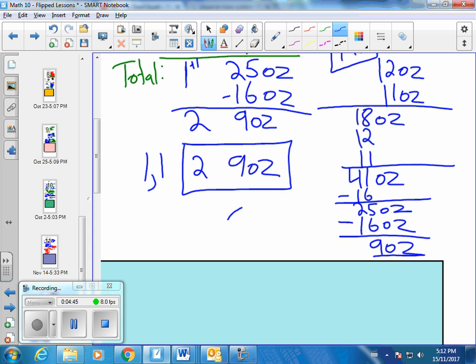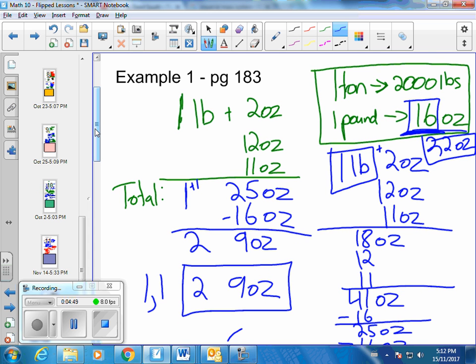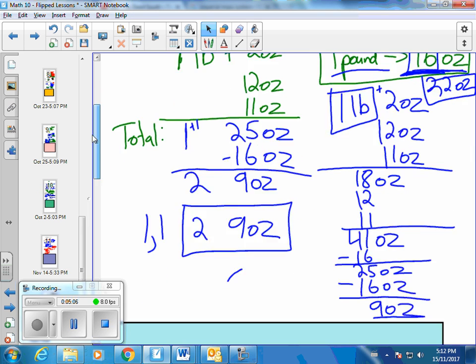Okay. Not overly difficult. The important thing to remember is the conversion between the different units. There's 16 ounces in a pound, and there's 2,000 pounds in a ton. That one we're going to use in a couple different examples. All right, that's the way you're going to solve the questions on page 185.